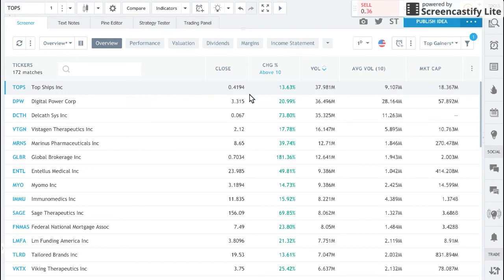It's just too cheap. I'm not about anything under $1. And as you can see here, I want at least two, three, four, 5 times the average volume, which is why I didn't play Digital Power, because it's not even double the average volume. Where's it going to go without volume?